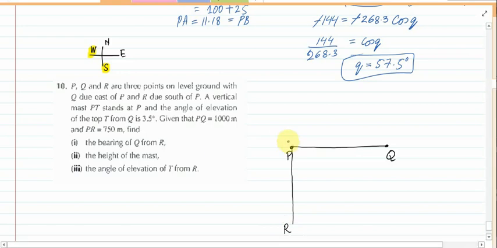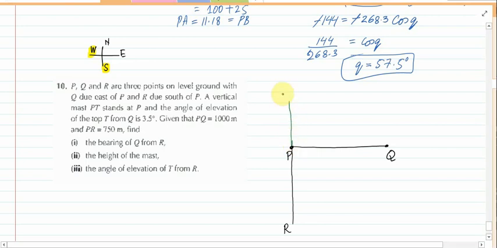A vertical mast PT stands at P, and the angle of elevation of the top of the mast from Q is 3.5 degrees. Basically now it's a 3D, so I cannot plot the 3D figure in a 2D plane, so we will portray it like this. But basically it's a 3D, it's out of your page, right?